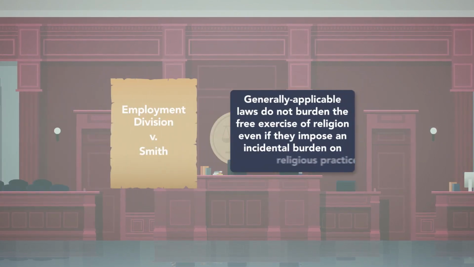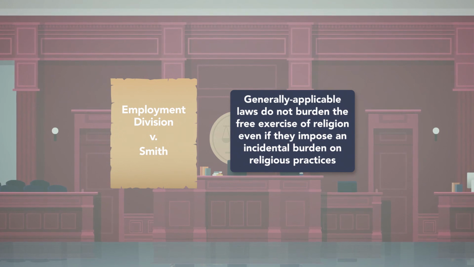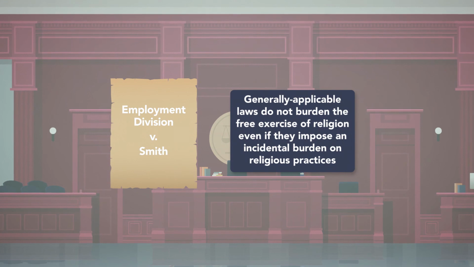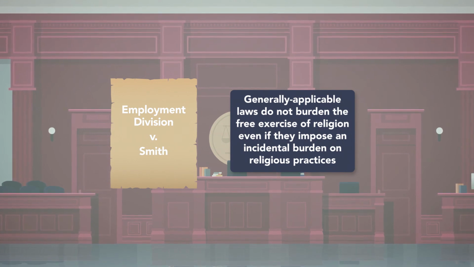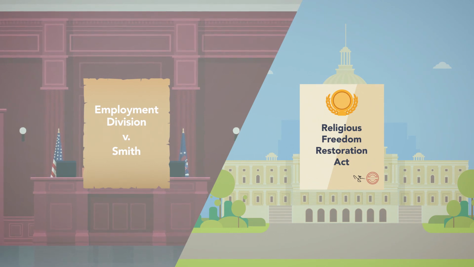Additionally, in Employment Division v. Smith, the court held that generally applicable laws do not burden the free exercise of religion even if they impose an incidental burden on religious practice. However, in response to Smith, Congress passed the Religious Freedom Restoration Act, which altered the standard by which the courts determine whether a law violates the Free Exercise Clause.